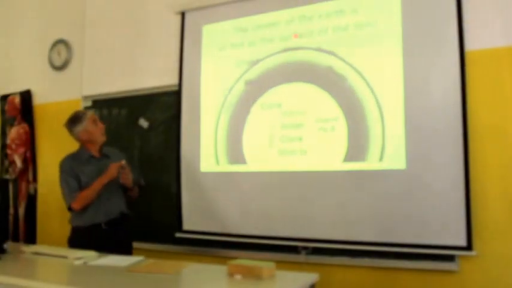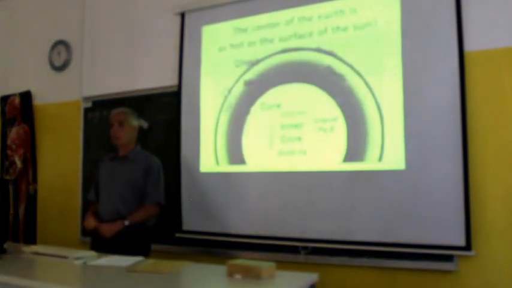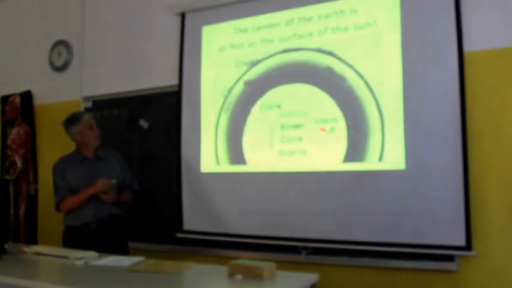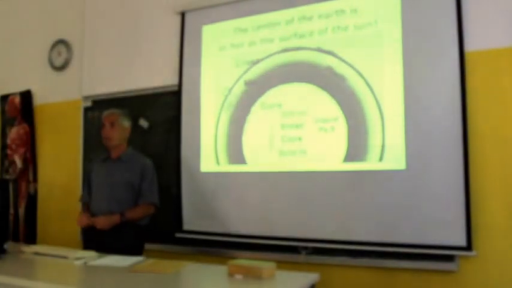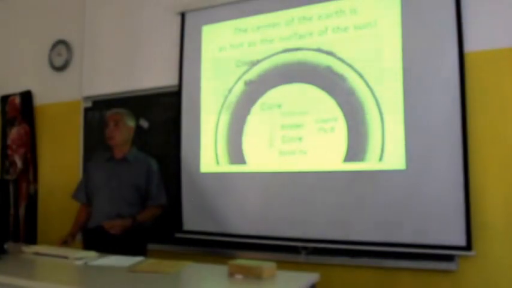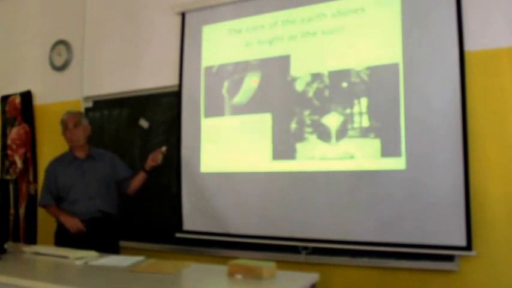As a matter of fact, if you go down just 30 kilometers, it's already going to be 1,000 degrees. And if you go all the way down to the center of the earth, the core is made out of solid iron, and it's 5,000 degrees centigrade. And you know what happens to iron when it gets hot? You see, it starts to shine.